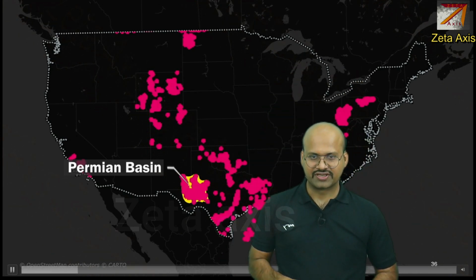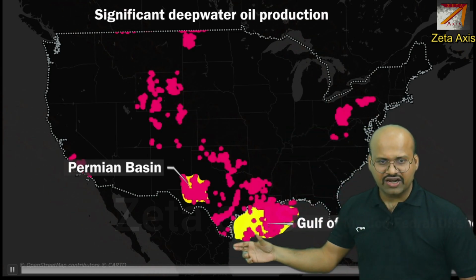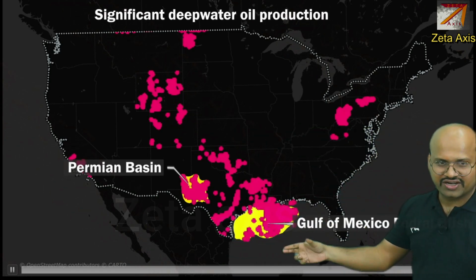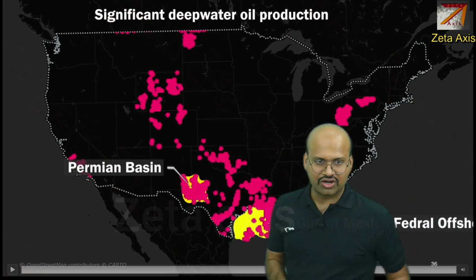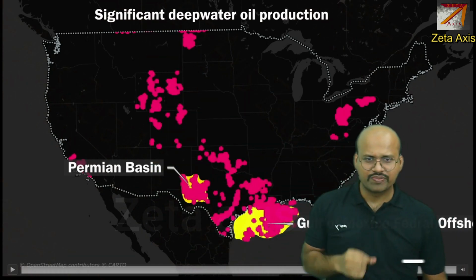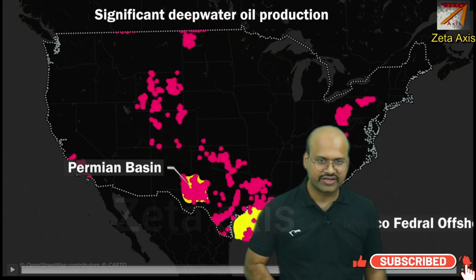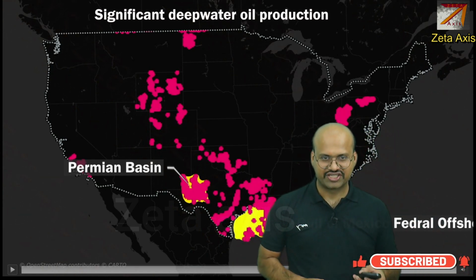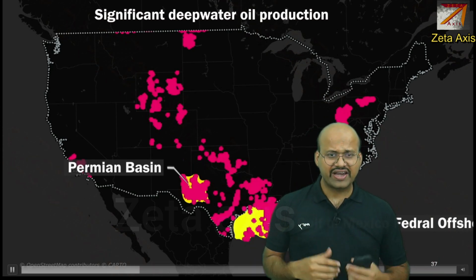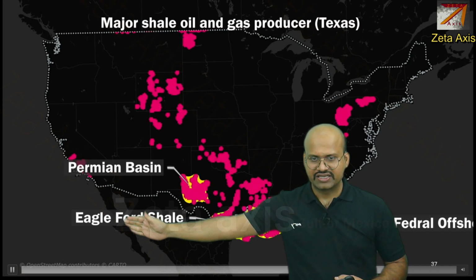The second important basin from where oil is produced is the Gulf of Mexico, or the Federal Offshore. This region is called Federal Offshore and it is a significant deep water oil production region. So this region, which is in the Gulf of Mexico, is also an important region for producing oil for the United States of America. Then we have another important region over here, which is called Eagle Ford Shale.